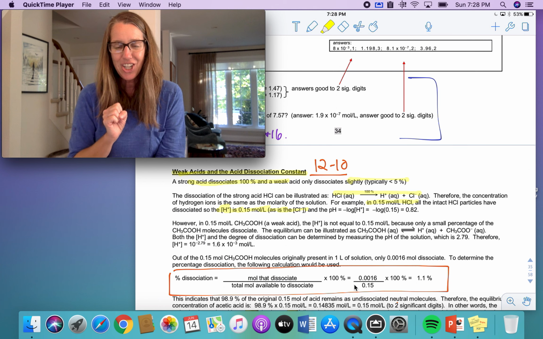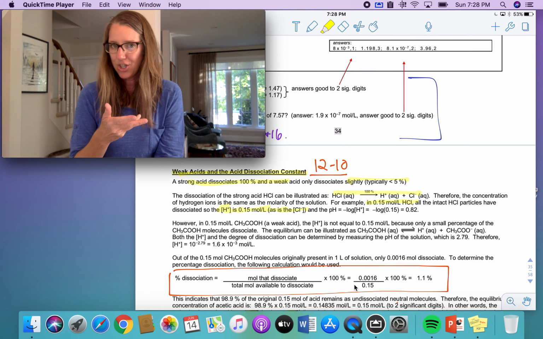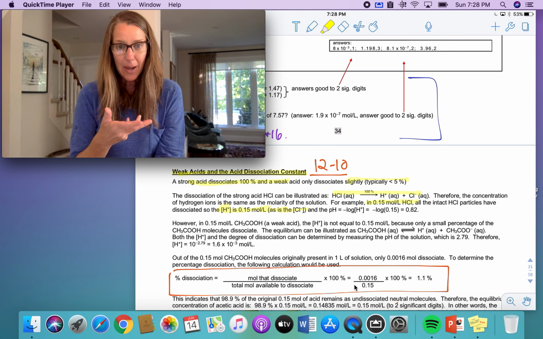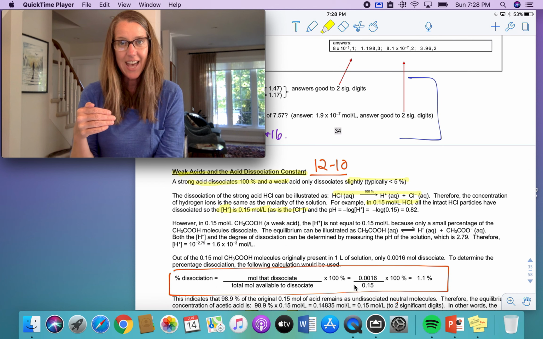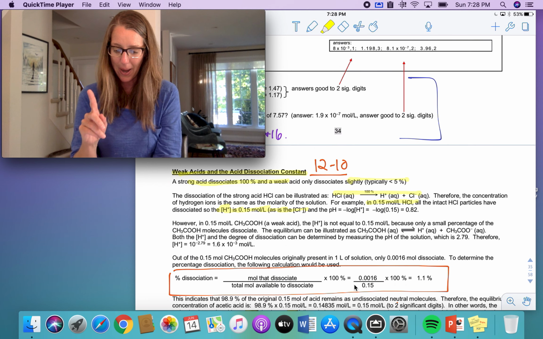However, if we look at those acids that are weak, they are slightly dissociated, they set up an equilibrium, and we can calculate that equilibrium constant at a particular temperature. So think about it this way.